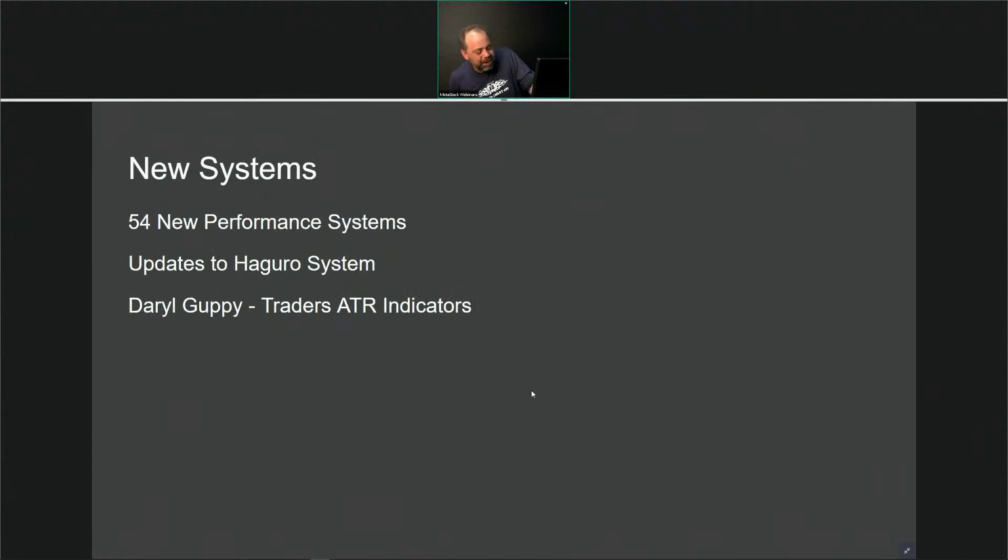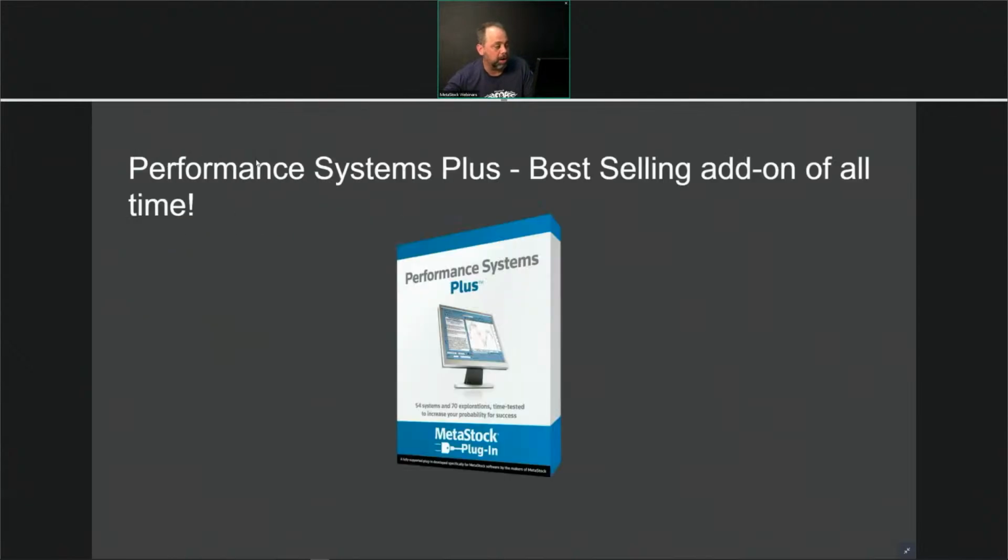Now we're going to get into the other stuff that's also really cool. We added all of the Performance Systems Plus systems. If you're not familiar with Performance Systems Plus, I'm going to talk a little bit more about it, but it's one of our best-selling add-ons of all time. We made some updates to the Haguro system, and we added some of the Daryl Guppy ATR indicators.